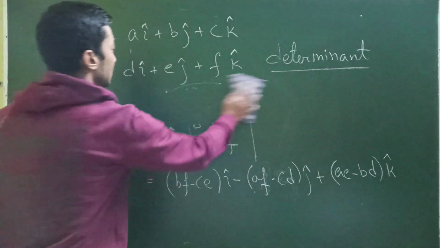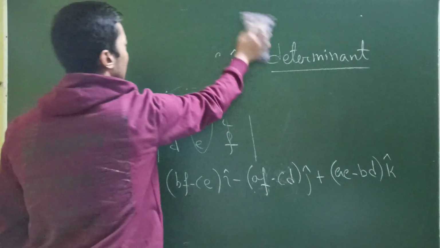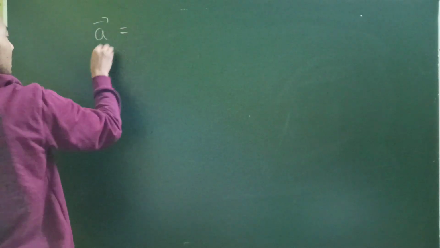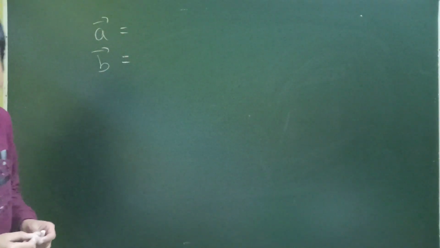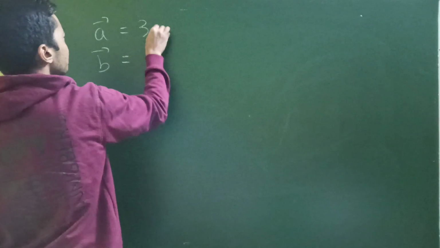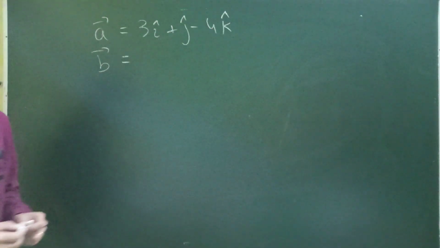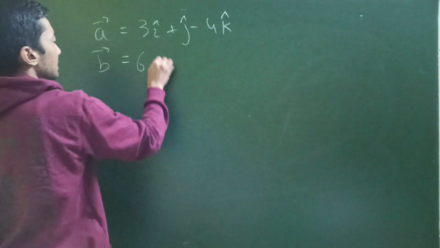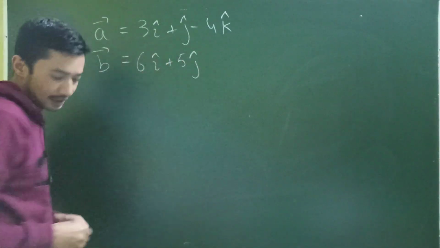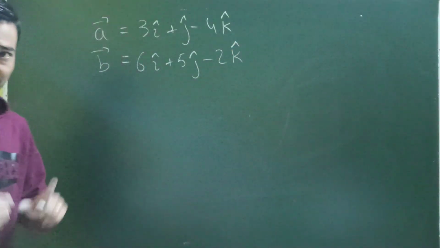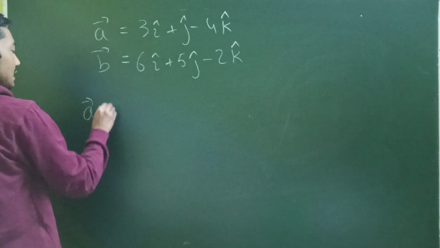All right, so now with that, let's try to solve one problem. Let's try to find out the cross product of two vectors. Let's say vector A is 3i plus j minus 4k, and the other vector, let's say, B is 6i plus 5j minus 2k. All right, let's begin. Let's go for A cross B.